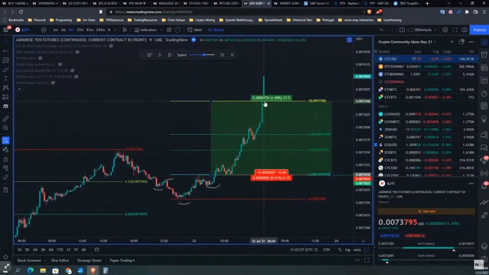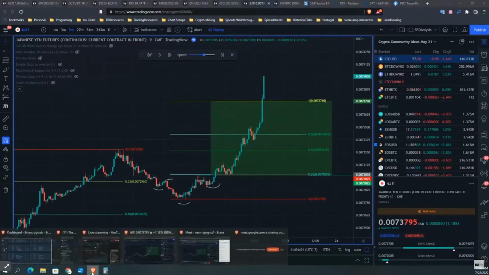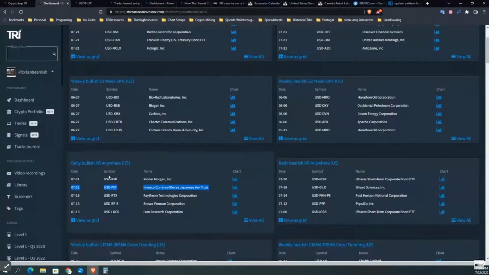So there's a really, really good example where you get your list of ideas in your email. And because this is a commodity, a futures contract, you can actually pull up the futures charts and start hunting trades in that direction.